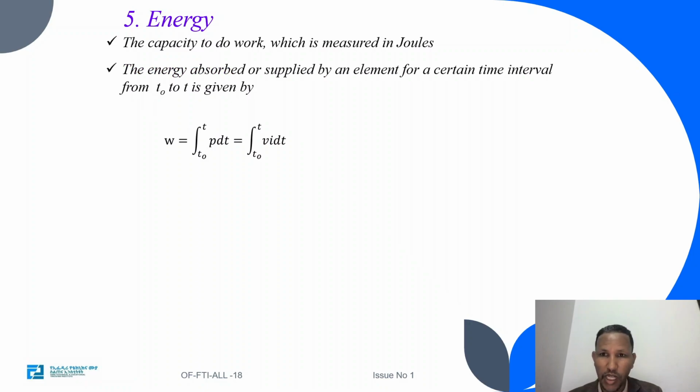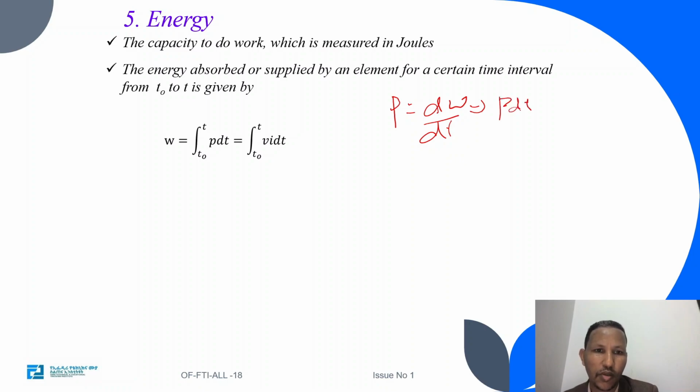The fifth parameter for an electrical circuit is the energy. It is the capacity to work, which is measured in joules, basically. So we know that power is given by dW by dt. So you can multiply by dt on both sides. So P dt is equal to dW.